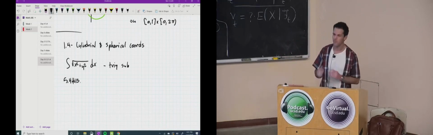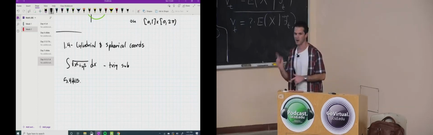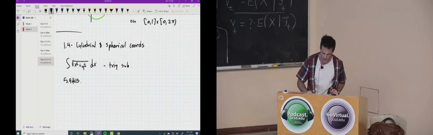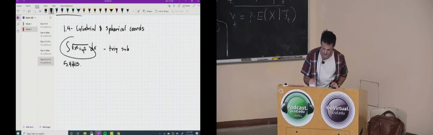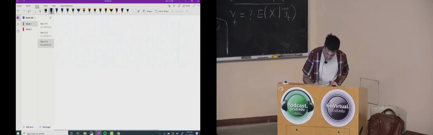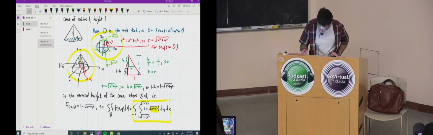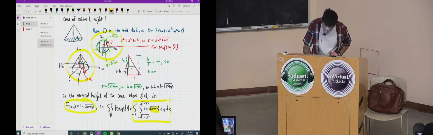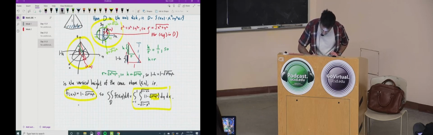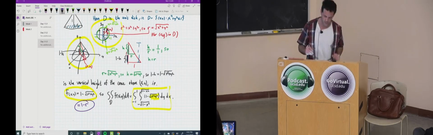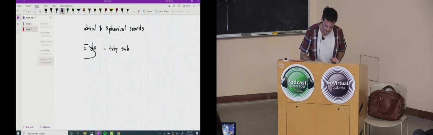There's also ways around this, though. A way better way to do this problem is using cylindrical. So look at the other slide for a second. The formula for the height of that cone was, where was it? This guy right here. In polar coordinates, this is 1 minus r. It's a lot simpler of a formula. So polar will save you a lot of trouble sometimes.